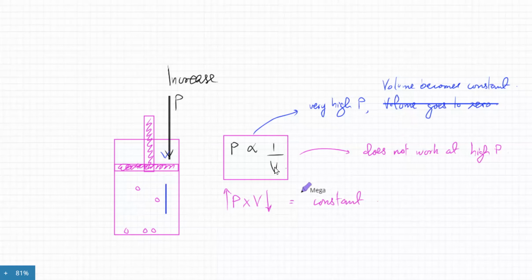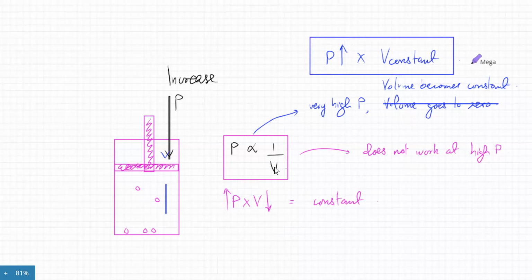Yes, sir. So the point was, you increase pressure, the volume goes down, right? But up to a certain point. At very high pressures, the relationship fails. You increase pressure, but the volume stays the same. It just becomes constant at very, very high pressure, and it does not change.